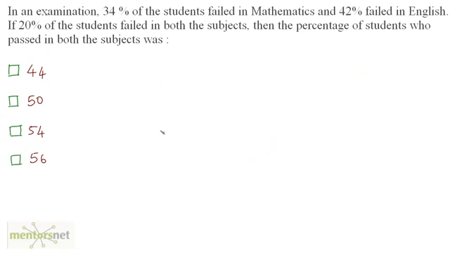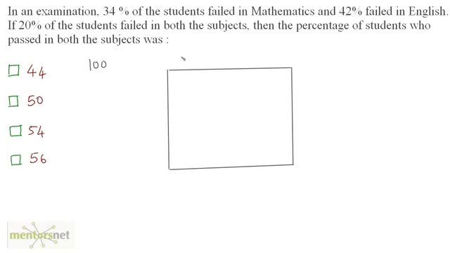In an examination, 34% of the students failed in mathematics and 42% failed in English. If 20% of the students failed in both the subjects, then the percentage of students who passed in both the subjects was? Okay, let us consider that the total number of students in this class was 100. Now let us draw a Venn diagram here. This rectangle consists of all of the students, which are 100 in number.